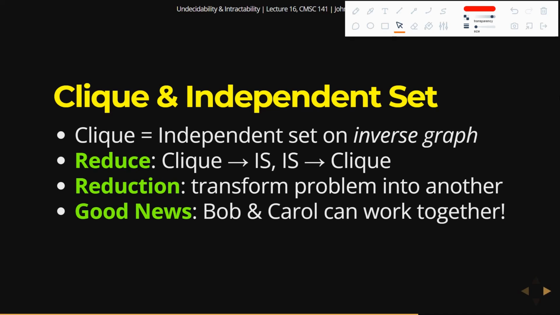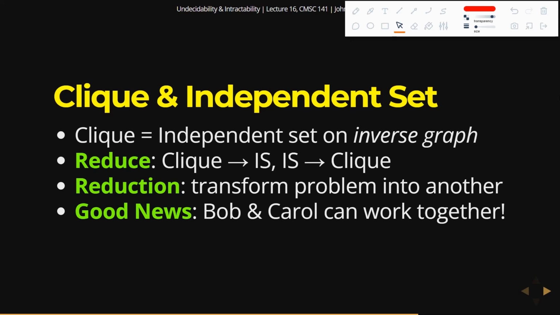So the good news is Bob and Carol can work together, because if there's an algorithm for Clique, then it will also work on the independent set. Just apply it on the inverse graph. And if there's an algorithm for independent set, it will also work on the Clique. Just apply it on the inverse graph. So they can work together to find that algorithm.